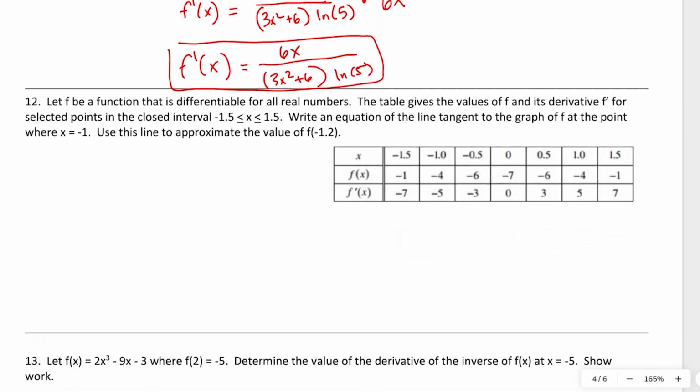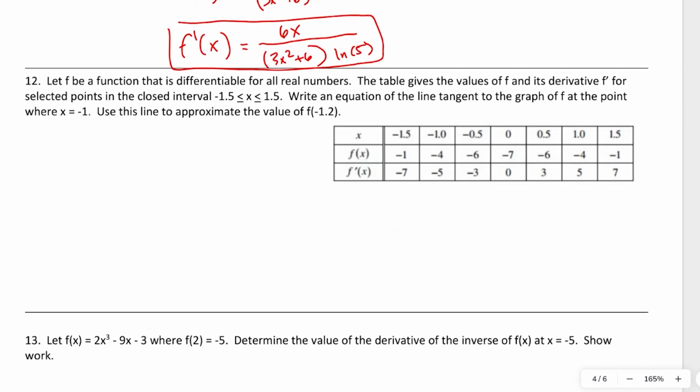Number 12. Let f be a function that's differentiable for all real numbers. The table of values of f and its derivative for selected points are given. Write the equation of the line tangent. Okay, so write the equation of the line. Again, every time I see that, I'm just going to get my whole thing set up here. I need a point and I need a slope.